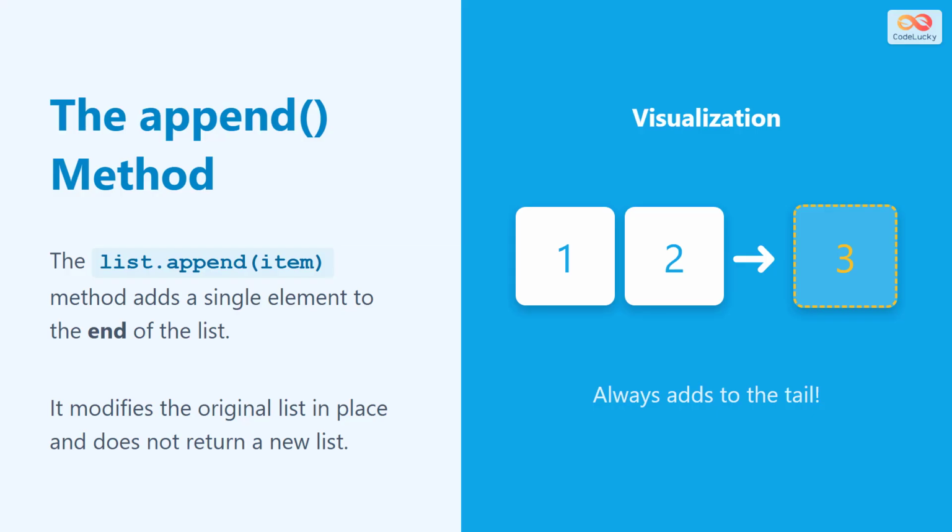Let's start with the most common method, append. The concept is simple. Append adds a single item to the very end of your list. It modifies the list in place, meaning it updates the original variable directly. Think of it like adding a new page to the end of a book.